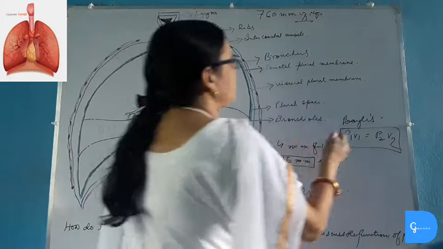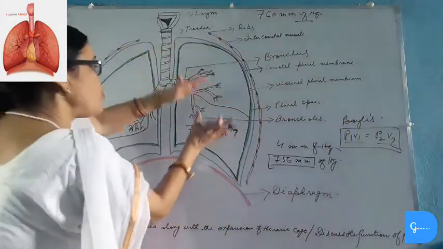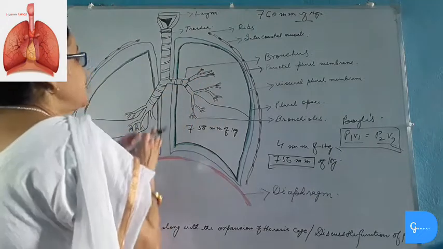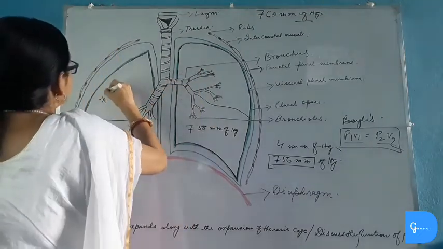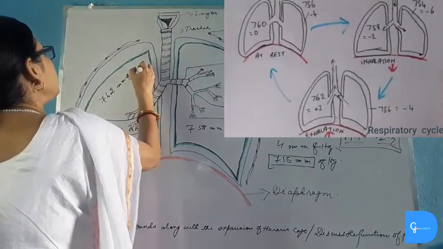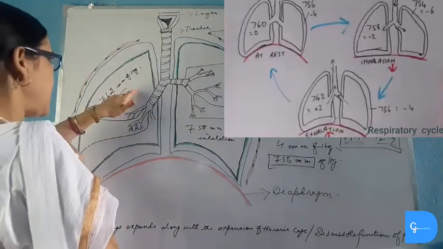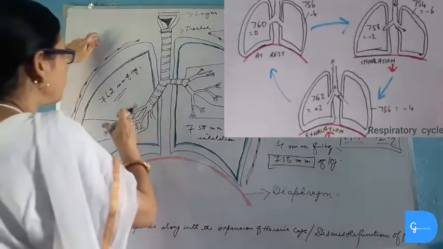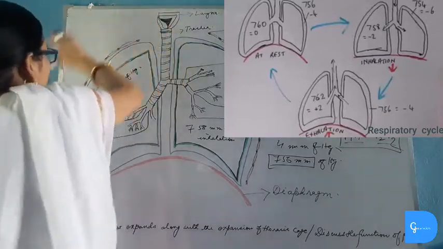So, again, according to Boyle's law, P1 V1 is equal to P2 V2. When volume decreases, then pressure increases. During exhalation, the pressure in the lungs is more than the outside pressure. It is 762 millimeter of mercury during exhalation. As the pressure is more in the lungs than the outside pressure, the air from the lungs is blown out by the trachea and nostrils.